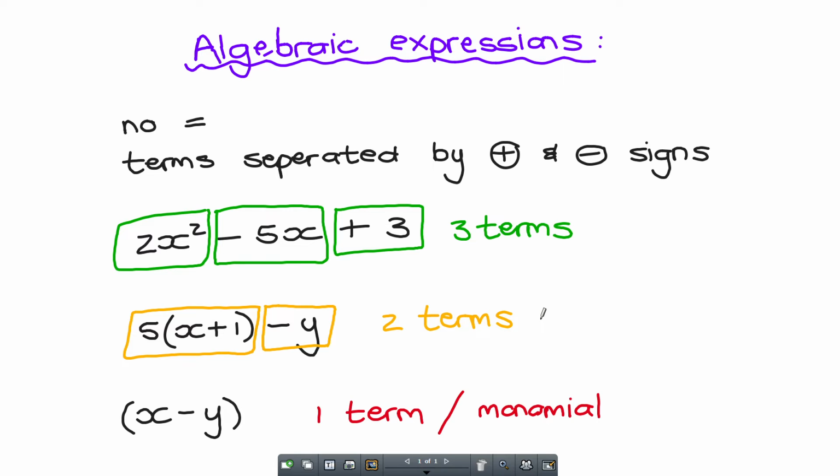So what do we call two terms? Binomial. Three terms? Trinomial. You will see in the homework they're going to ask you to write down whether these expressions are monomial, binomial, or trinomial. So then you're not allowed to say three terms or two terms. You must talk about trinomial or monomial or binomial. Any questions so far?